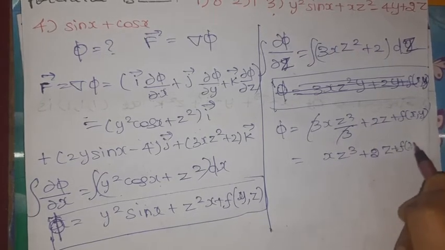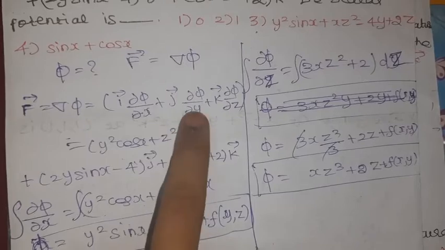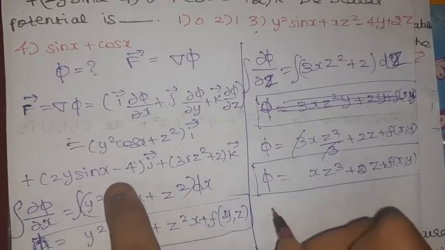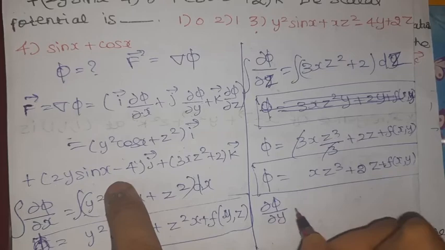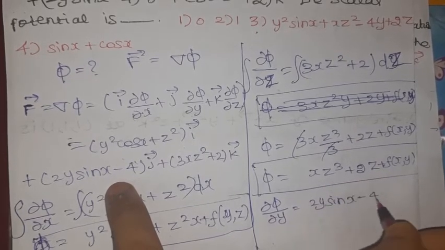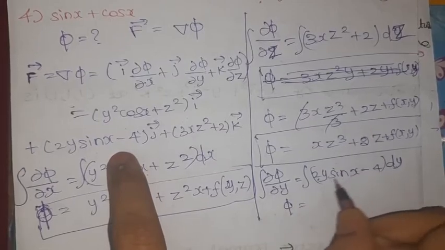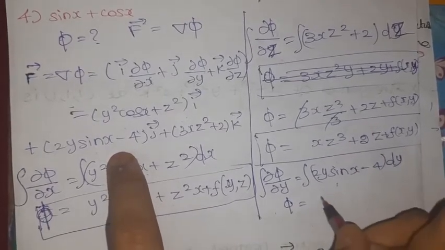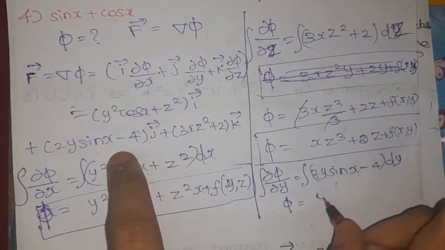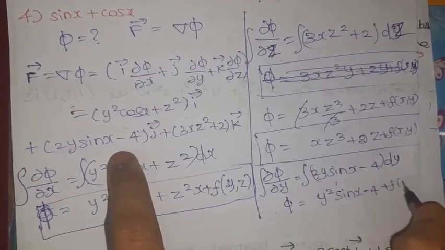Then function of x, y. This is ∂φ/∂z. Then ∂φ/∂y is equal to this term 2y sin x minus 4. So now integrate with respect to y. So φ is equal to, with respect to y, 2y squared by 2 will come. So we will write y squared sin x minus 4y plus a function of x and z as the constant.